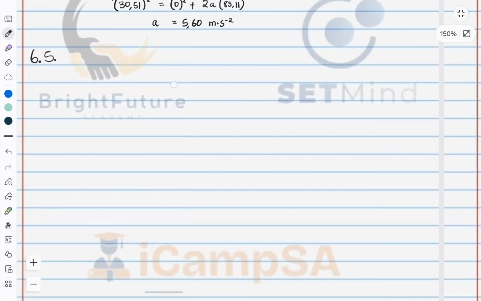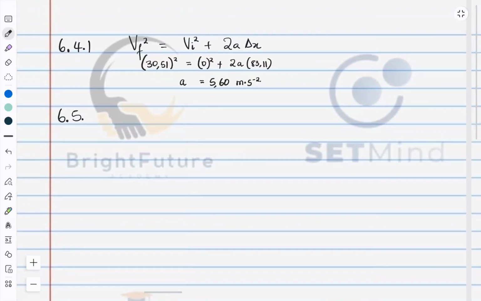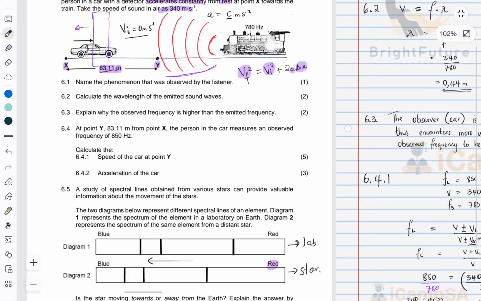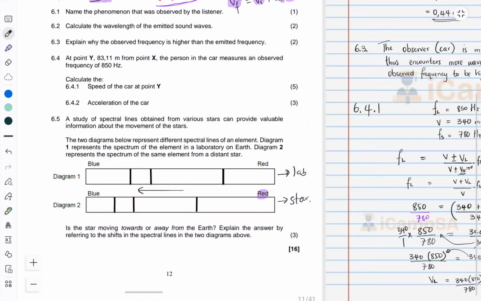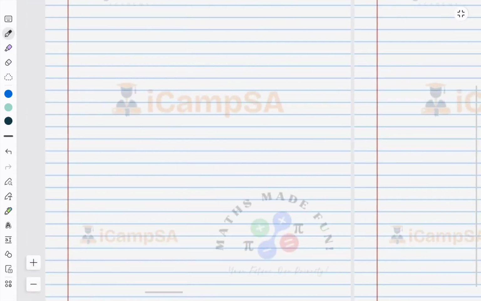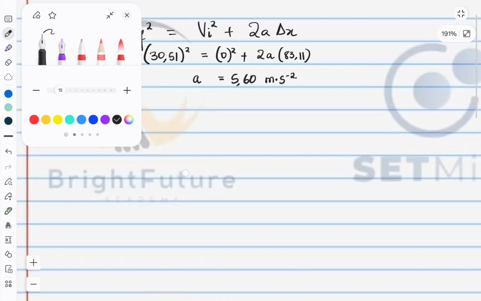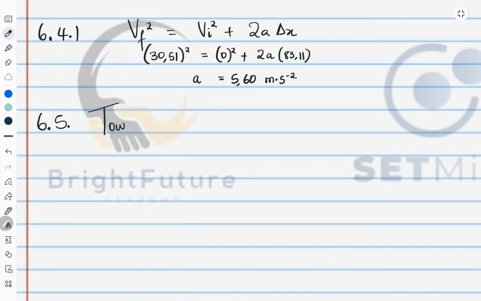So that's your answer. We must first choose between, is it moving towards or away? So we'll say towards the Earth. And then why is it moving towards the Earth? Now you must explain. The spectral lines are shifted towards the blue end of the spectrum. This is called a blue shift.